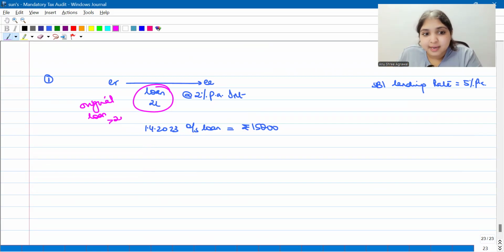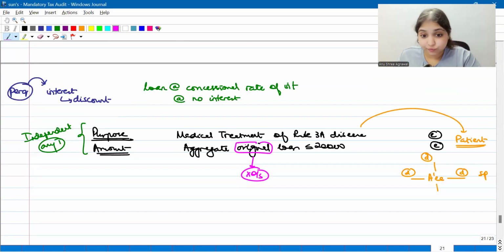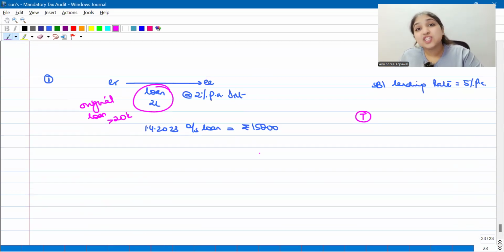It is 2 lakhs. It is more than 20,000. So first of all, yes, it is going to be taxable. So outstanding loan can be less than 20,000. Doesn't matter. The second exemption over here is if the original loan is within 20,000. Original loan is more than 20,000, no exemption. It is also not for medical treatment of Rule 3A disease, no exemption. It is taxable. But how much will be taxable, guys? What is the benefit my assessee got?